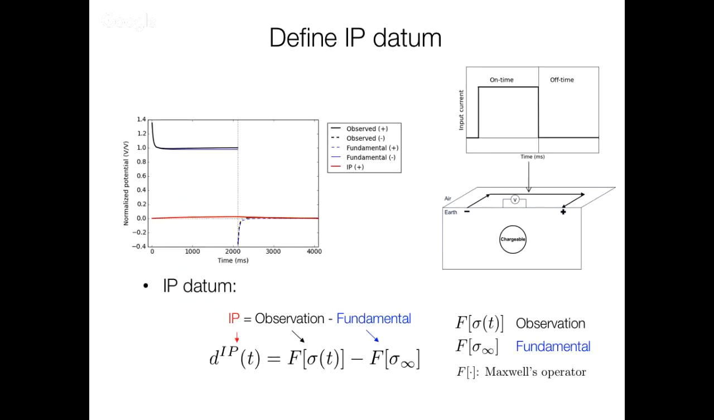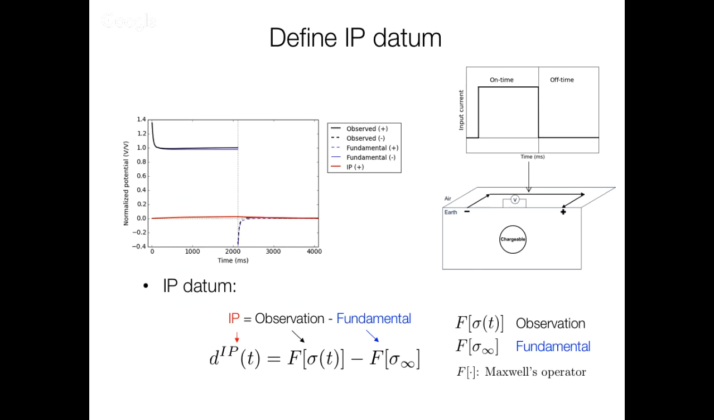So how are we going to define IP data? The logical one is as follows. We'll take our observations. So the observations have got IP phenomena in them. And we're going to subtract off the fundamental. So the fundamental field is just the EM field without any IP. This notation, at least, we may have picked that up from Richard Smith. He may have got it from something earlier, but I think it's now kind of standard to talk about this forward Maxwell data when it's modeled with sigma infinity to be the fundamental. So we're going to measure datum.